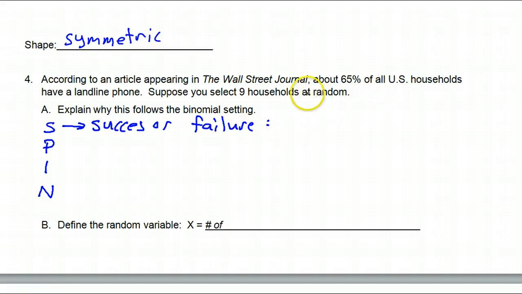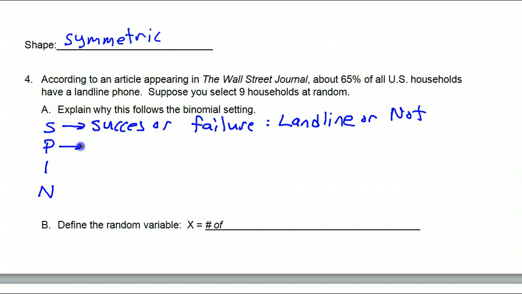Just 2 choices. So in this case, we're talking about the percentage of households that have a landline. So if you select 9 households at random, either they have a landline or they don't. So that's your success or failure. Landline or not.